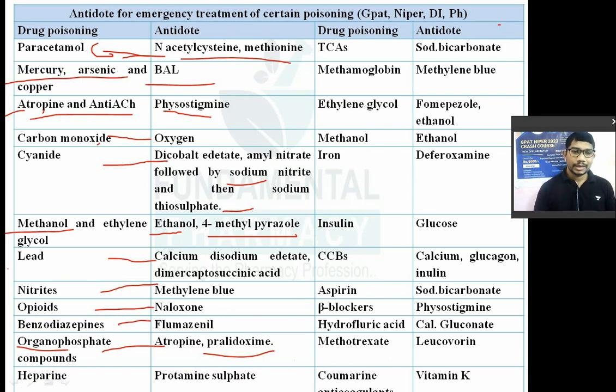What does it do? It activates the cholinesterase enzyme. Now why is there a need for a cholinesterase activator? Organophosphate compounds are known as irreversible inhibitors of cholinesterase. So what is cholinesterase? Cholinesterase is the enzyme which metabolizes acetylcholine. Okay? So that is inhibited by these pesticides.